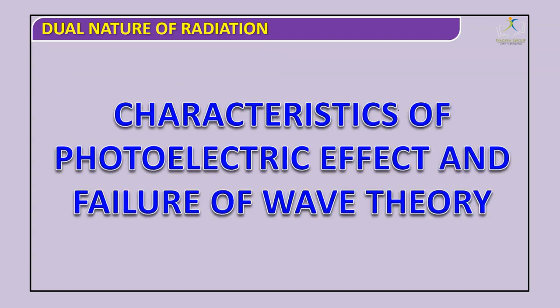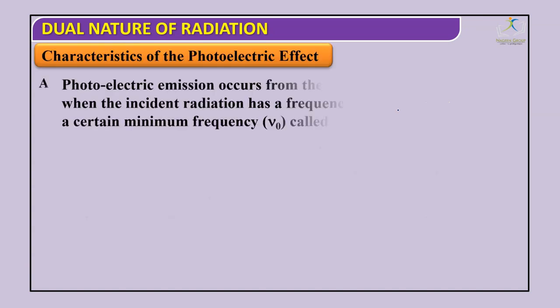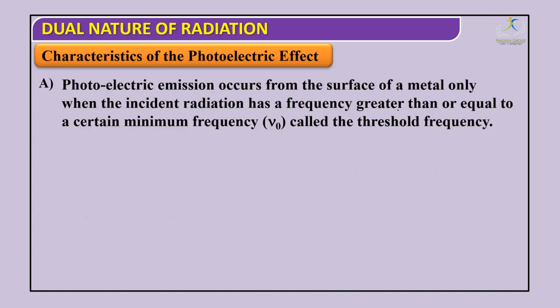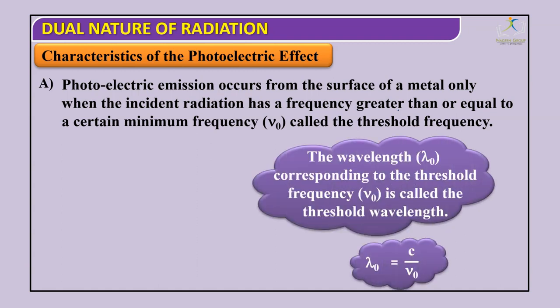Characteristics of photoelectric emission. Photoelectric emission occurs from the surface of a metal only when the incident ray has frequency greater than or equal to a certain minimum frequency nu naught, which is called the threshold frequency. The wavelength corresponding to the threshold frequency is called the threshold wavelength, where lambda naught is equal to c by nu naught.